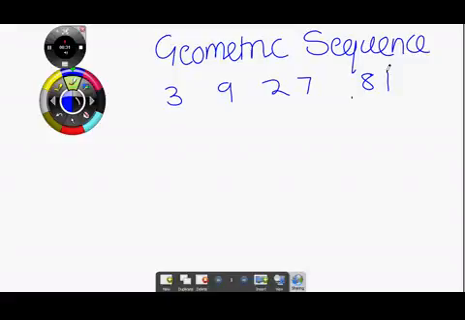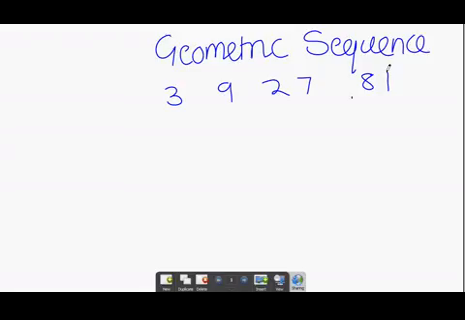Now if you look at the 3 and the 9, the difference is 6. The 27 and the 9, the difference is 18. And when you look at the sequence, you can see that there's no common difference. And even if you go to the second difference, for those of you who know a quadratic sequence, there is not going to be a second constant difference.